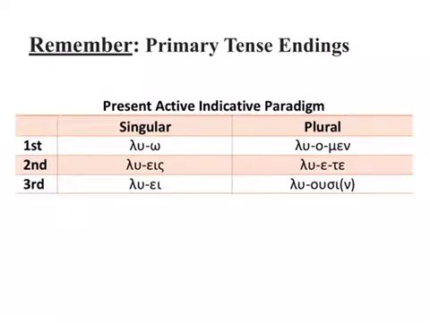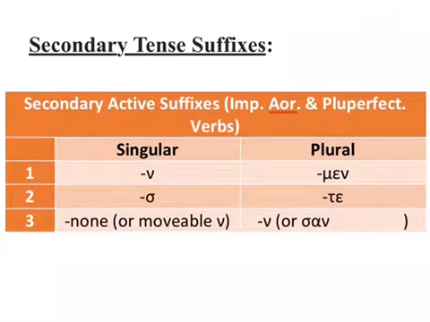So if you remember, the present active indicative for luo is luo, lueis, luei, luomen, luete, and luousi. The tenses would be the suffixes, which would be the o, eis, ei, omen, ete, ousi. And today, we're learning the secondary. And this is it right here.